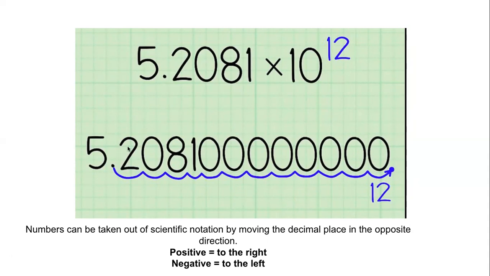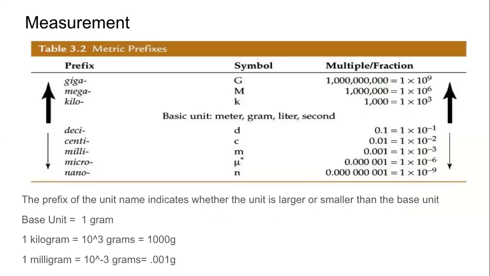So for this example, we'll move it 12 spaces, 1, 2, 3, 4. And then when you run out of numbers, you're just going to fill the rest up with zeros. 5, 6, 7, 8, 9, 10, 11, 12 to get our final answer. So take some time to practice putting some numbers into scientific notation and out of scientific notation.